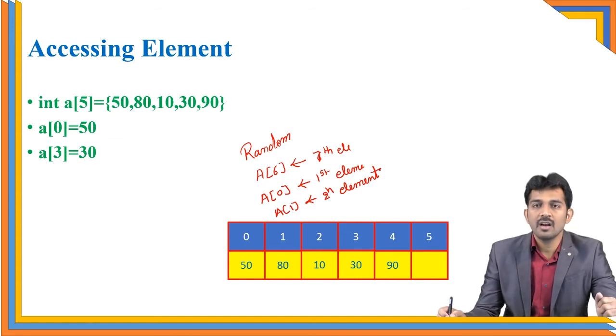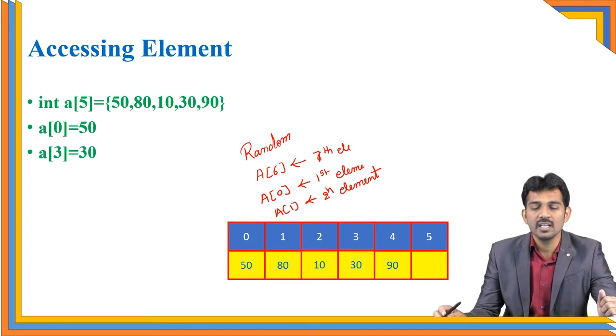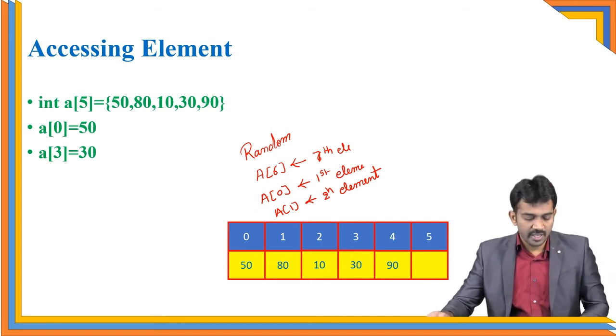Second element, like this. Please note this. Arrays allow you random access. Random access means you can access any element by specifying the index of the element. Is this clear? Now we can see using the editor.